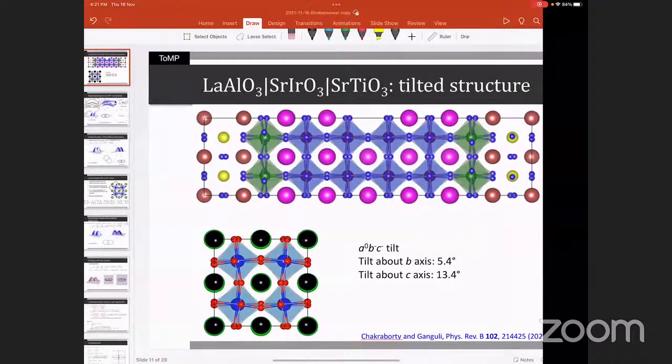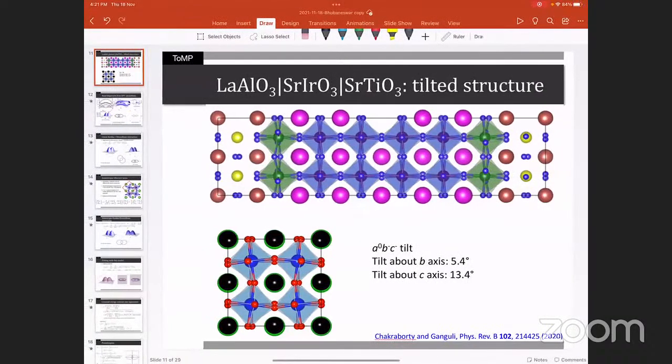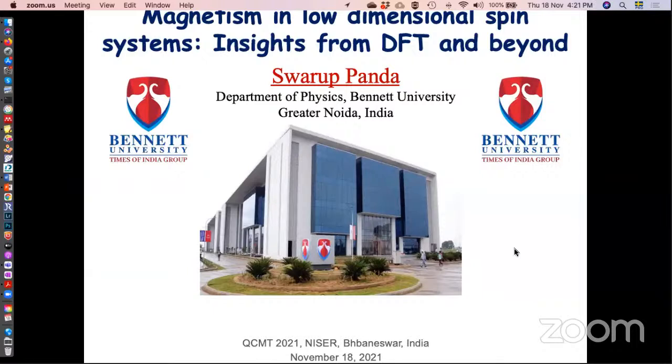Okay. So let us thank Nirmal for a very nice presentation. And we should quickly move to the next talk by Shahrukh from Bennett University, and he will be talking about magnetism in low dimension. Yeah. My screen is visible. So please go ahead.